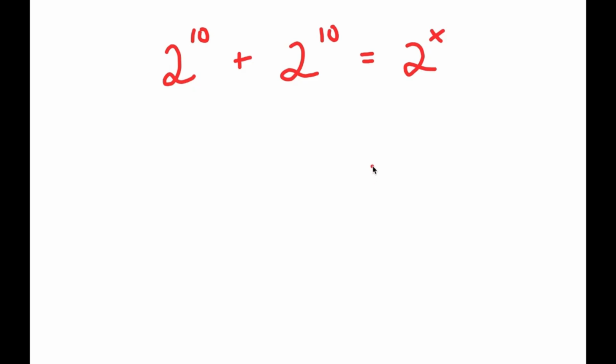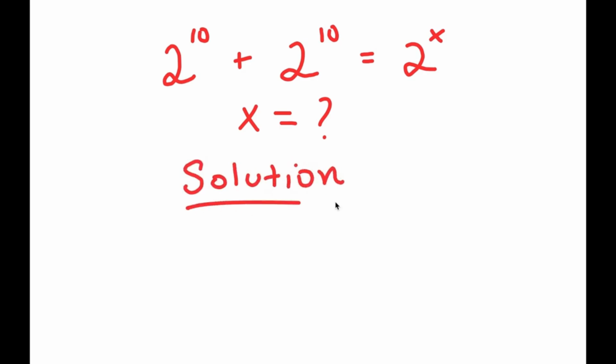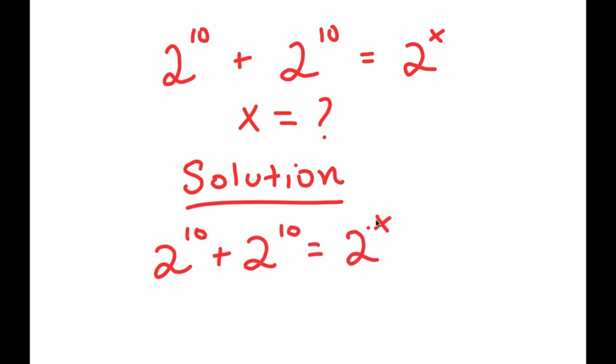Alright, so in this problem, I have 2 to the power of 10 plus 2 to the power of 10 is equal to 2 to the power of x. So I want to find the value of x here. So for my solution, I'm going to first start by rewriting my equation. So my equation is 2 to the power of 10 plus 2 to the power of 10 is equal to 2 to the power of x.